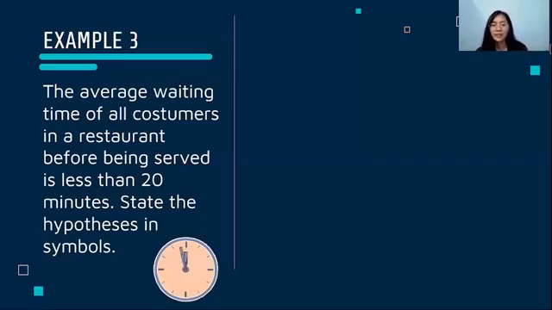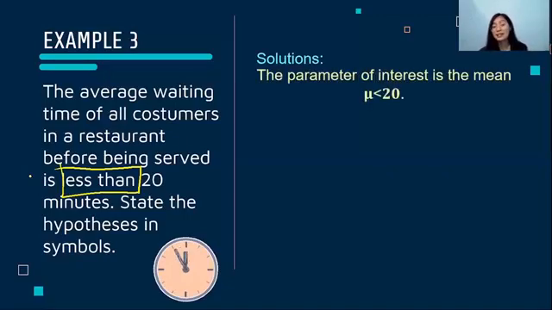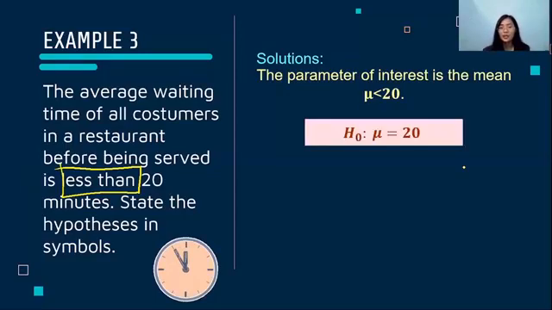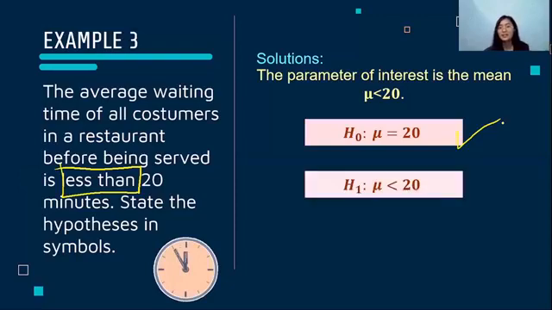Time's up. So in our given problem, we use the phrase less than. It indicates that our parameter of interest is that mu is less than 20. So if your null hypothesis is mu equals 20, then you are correct. And for our alternative hypothesis, if your answer is mu is less than 20, then you are also correct. Note that our alternative hypothesis is our claim. Great job, Deltularians.